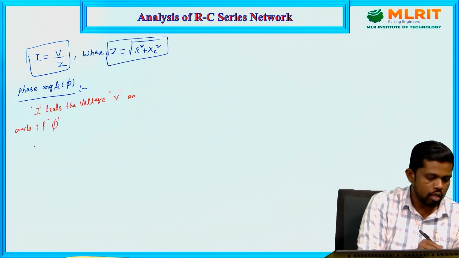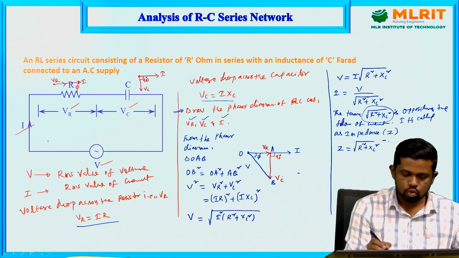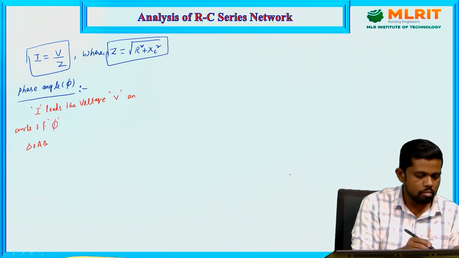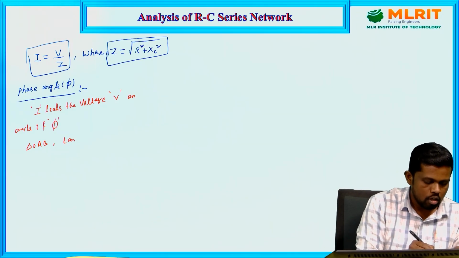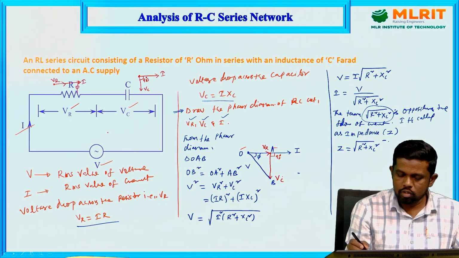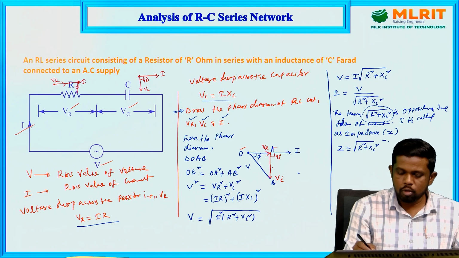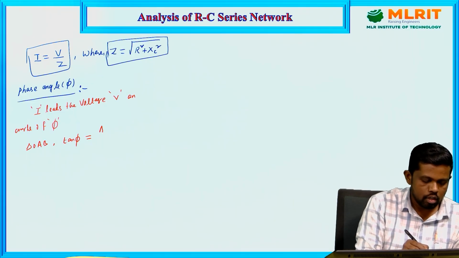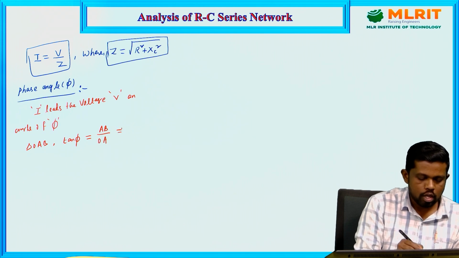So further we need to take the right angle triangle OAB from the phasor diagram. Based on this we write the tan phi value. Tan phi equals the opposite side upon the adjacent side. So the opposite side is AB upon OA, where AB is VC upon VR.